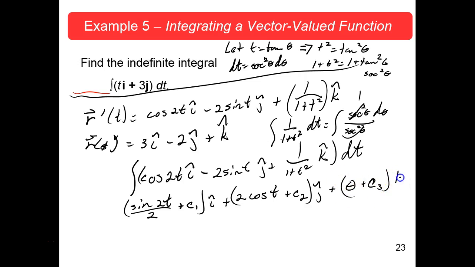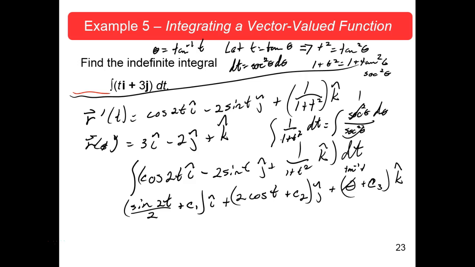Now, we don't have thetas anywhere else in the problem. Let's go back up here to where we defined it, and we see that theta is equal to inverse tangent of t. So what we have here, let me just erase this and put inverse tangent of t, okay, instead of theta, because that's exactly what you got there. Okay.